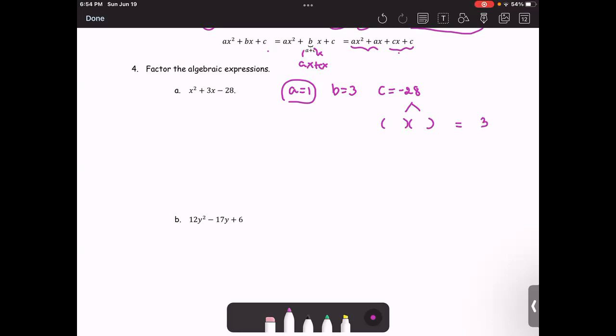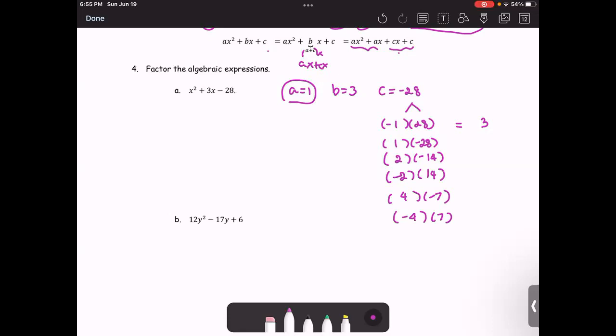So these would be two numbers that multiply to negative 28, but whose sum equals the value B, which is 3. We could have multiple pairs whose product is negative 28, such as negative 1 times 28, or 1 times negative 28, 2 times negative 14, negative 2 times 14, and then 4 times negative 7, or negative 4 times 7. But we're going to look at the pair whose sum equals 3.